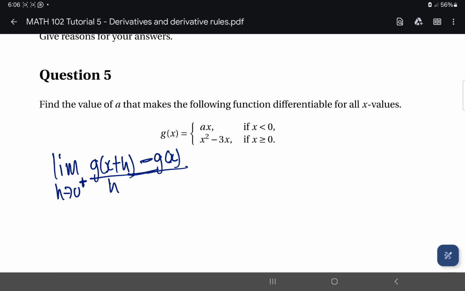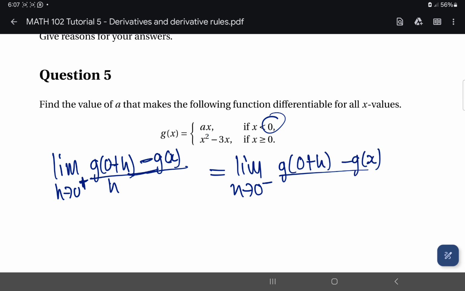And you do it from the right, so this limit is g of x plus h as h goes to 0. Actually, for x we'll now put in the value where we are. What is it? It's 0. So it's like the limit of g of 0 plus h minus g of 0 over h as h goes to 0 from the right should be equal to the limit as h goes to 0 from the left of g of 0 plus h minus g of 0 over h. So that is kind of what it is. And if the limits are the same, then we can go to the next thing.